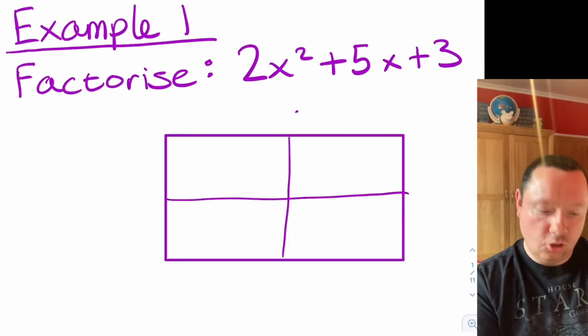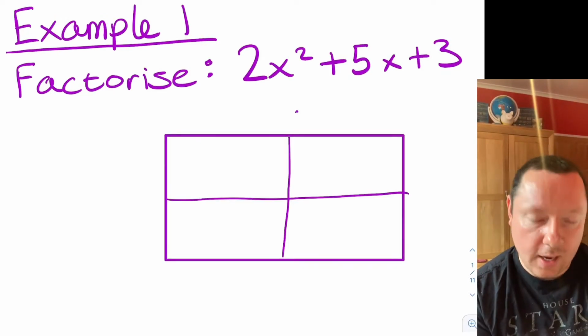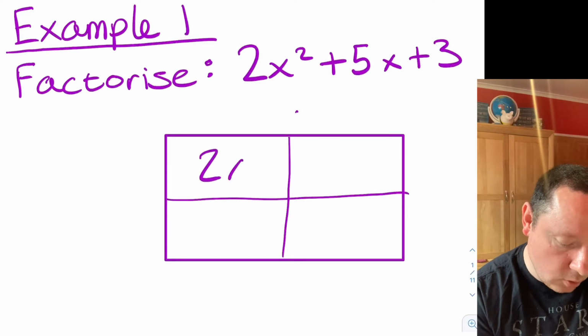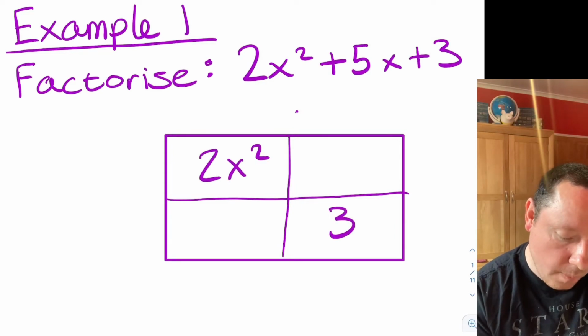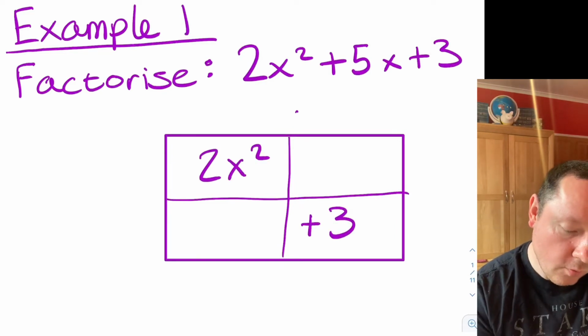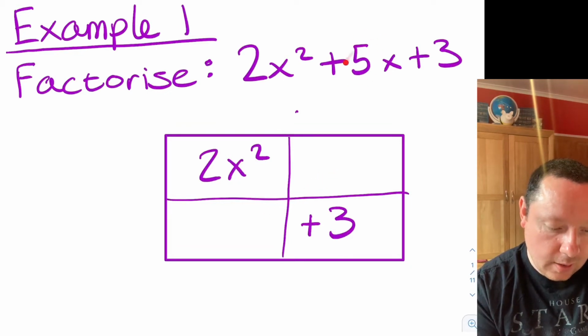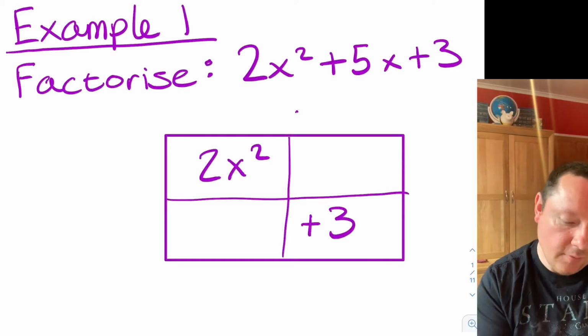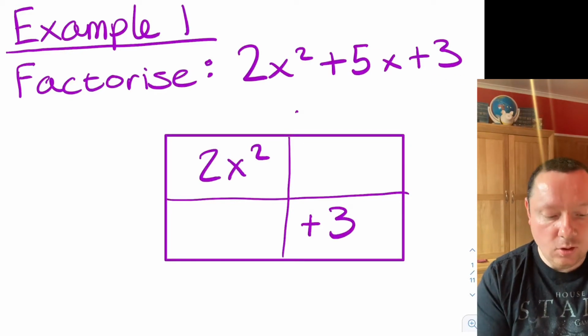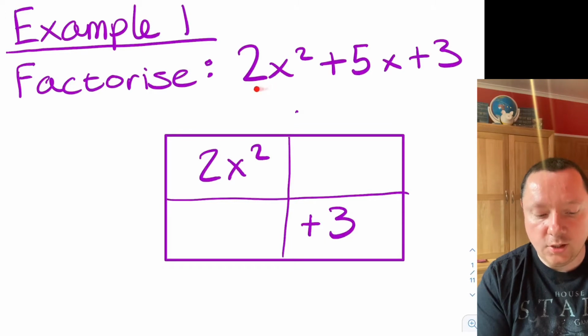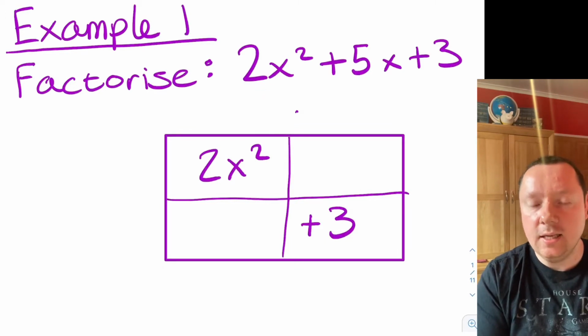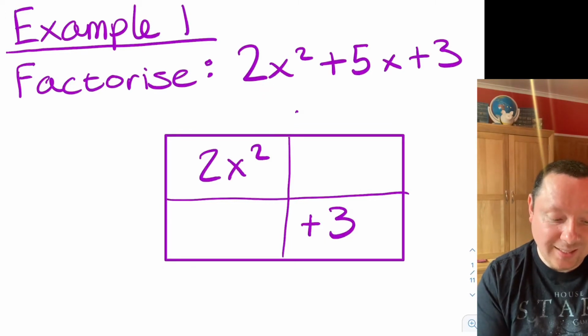So we've got a grid drawn, and we know from the previous video that the 2x squared goes in this box at the top and the 3 goes in the bottom. And we know that we're looking for two numbers that add together in here to make this 5. Okay? And in the previous video they would have times together to make 3. But because of this 2 at the front of the x squared, that's no longer going to be the case. In fact, they will times together to make 6.